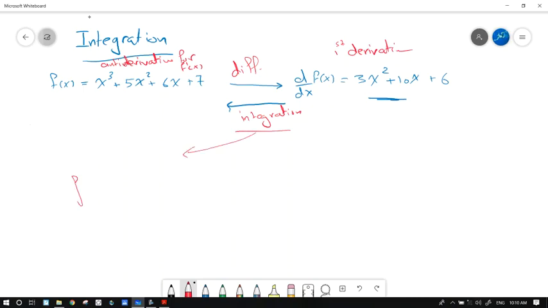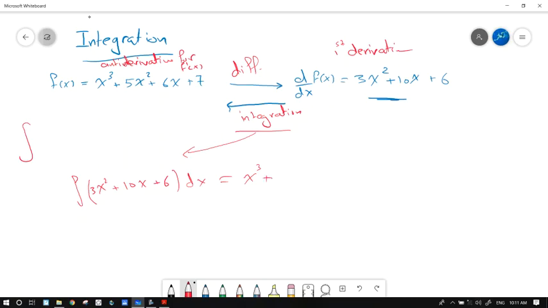And this integration can be expressed with this sign, integration of 3x power 2 plus 10x plus 6. I will make an integration for all this expression in terms of dx, which means that x is the main variable for this integration. So the antiderivative of 3x power 2 will be x power 3, and we will learn how to find this integration later.